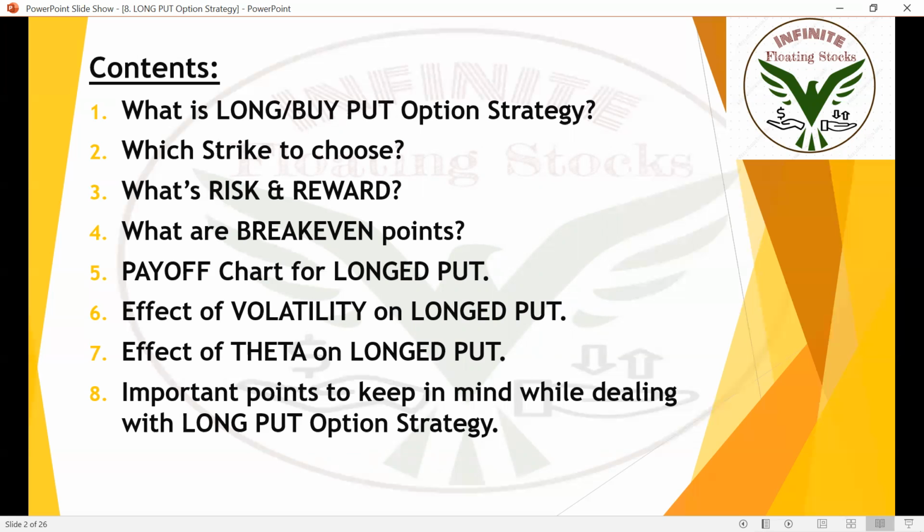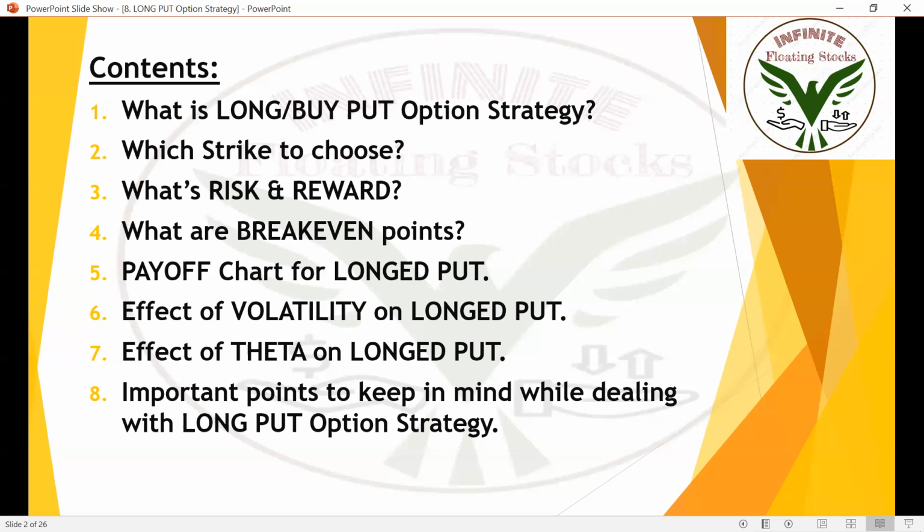You should be looking at payoff charts when you're dealing with strategies related to futures and options. The payoff chart is very important, which will help you analyze the maximum amount that you're going to lose or the maximum amount that you're going to gain when you're in a position. You should be very clear with payoff charts and understand them very clearly before taking any option positions. And the effect of volatility on the long put option.